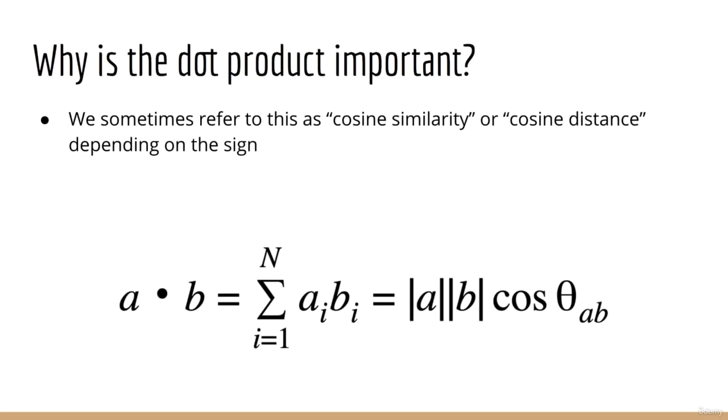The question is, why is the dot product important? One definition of the dot product, other than the element-wise sum and add, is that it's the magnitude of A multiplied by the magnitude of B multiplied by the cosine of the angle between A and B. We sometimes call this the cosine similarity or cosine distance, depending on the sign that you use.